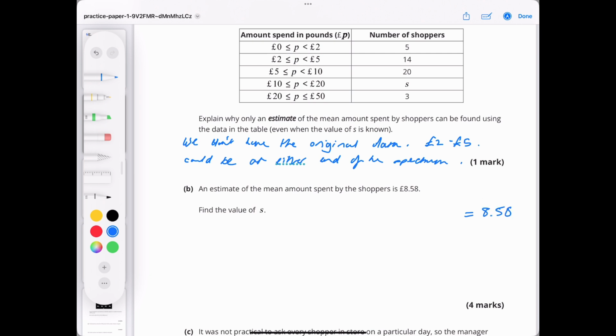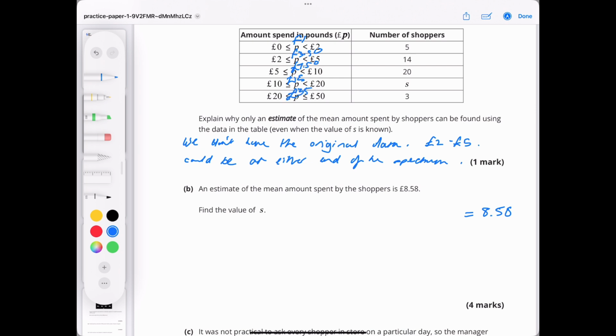And we have to make that 1. We have to make this 2 and 5, so that's £3.50. We have to make this £7.50. I'm not loving the way I'm doing this. We have to make this £15. This is the midpoint. So to find the midpoint, you add the two up. So 20 plus 50 is 70. Divide by 2, and that's 35. Okay, so we found the midpoint.